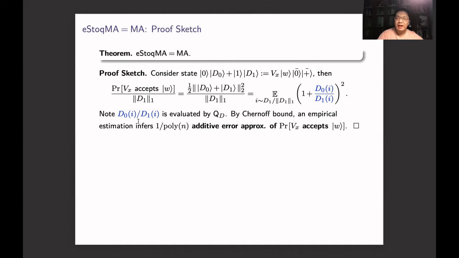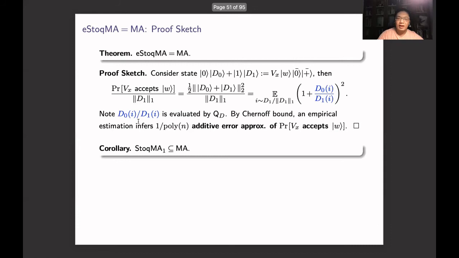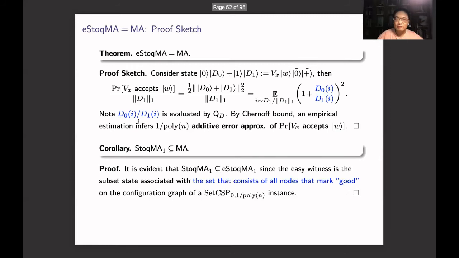So by the Chernoff bound, a numerical estimation gives an inverse polynomial additive approximation of the acceptance probability, and then we finish the proof. As a corollary, we have a simplified proof that StoqMA1 is contained in MA. So it's sufficient to show that StoqMA1 is contained in StoqMA. And the proof is using this StoqMA1 complete problem, namely SSP.